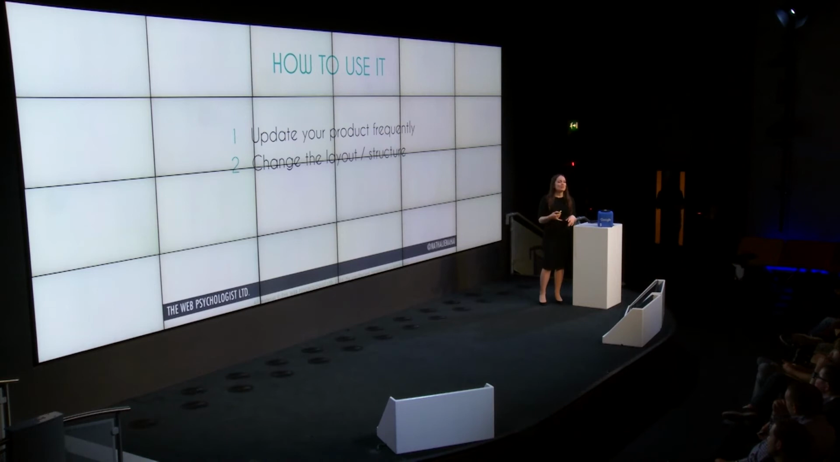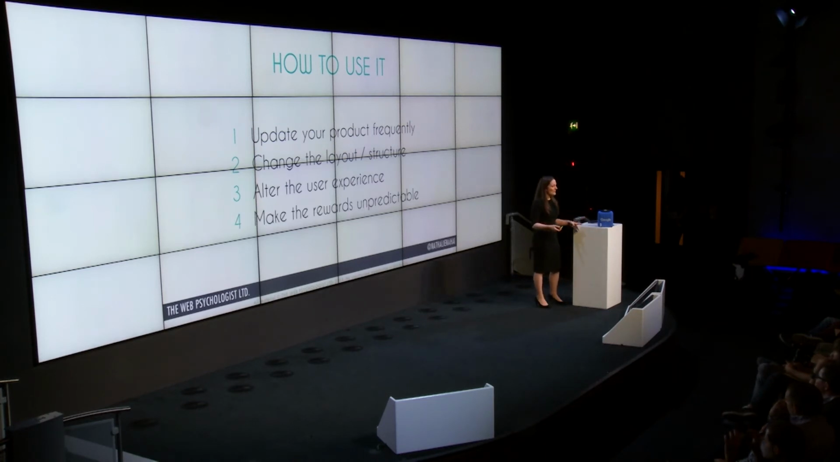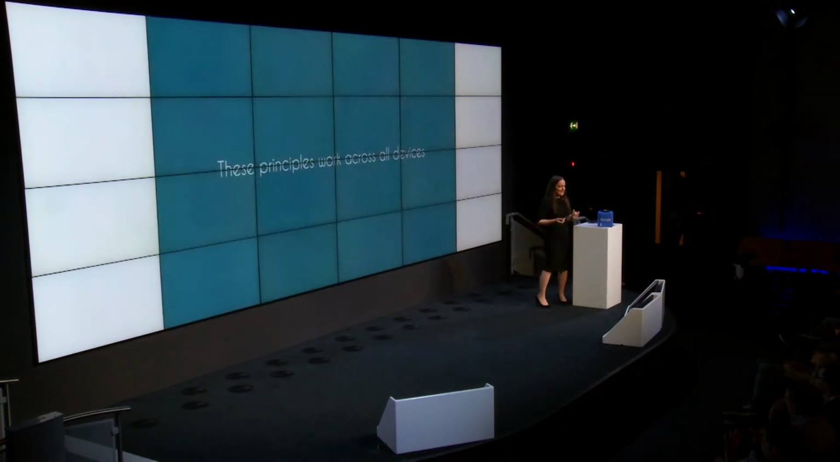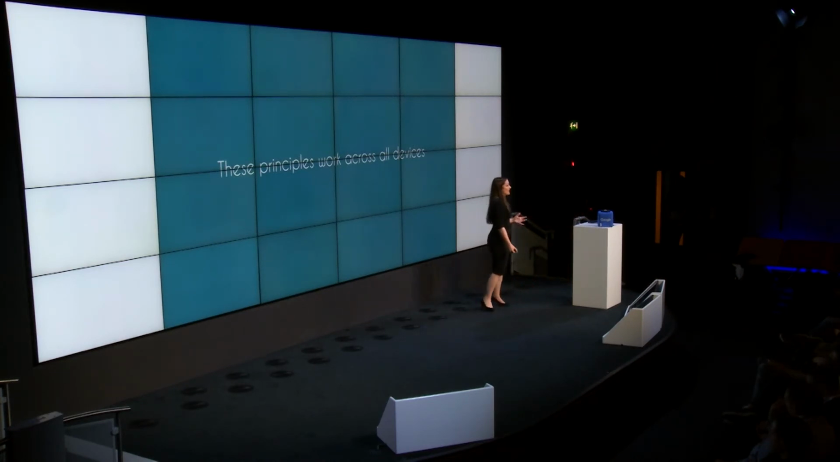The second thing to do is to change the layout and structure. And you can do this by tweaking it. So the trick is to find a comfortable space in between novelty and familiarity. You can also alter the user experience, make the rewards unpredictable, which we'll be coming back to, and then essentially, if you can get that to work in any sort of device, you're probably going to end up with higher engagement over a longer period of time.